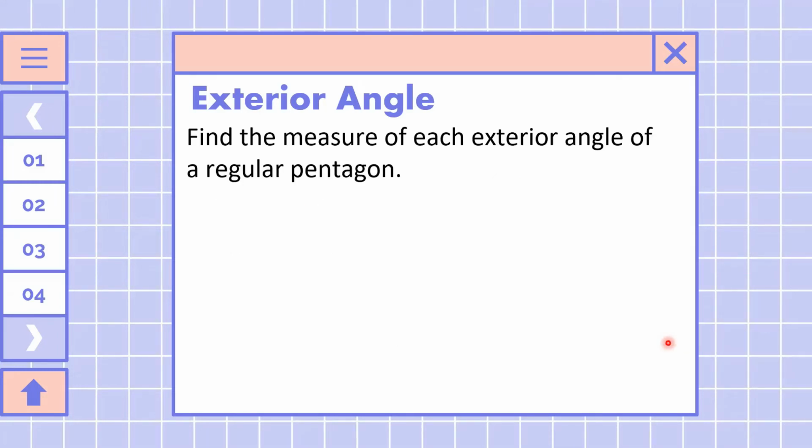So now, let's try this example. Find the measure of each exterior angle of a regular pentagon. So, regular pentagon, pila ang sides sa ato ang pentagon? 5 po, ma'am. 5, very good. So, our n is equal to 5. So, our task here is pangitaon na to ang measure sa each exterior angle sa ato ang regular pentagon.